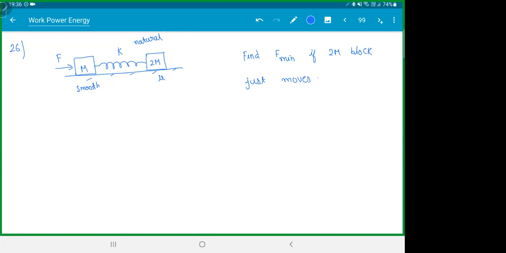Mu mg. Okay. Might be right. Let's see. Two mg plus 1 plus mu. Wow, that is weird. That is wrong value. Any other answers? We have one answer so far.